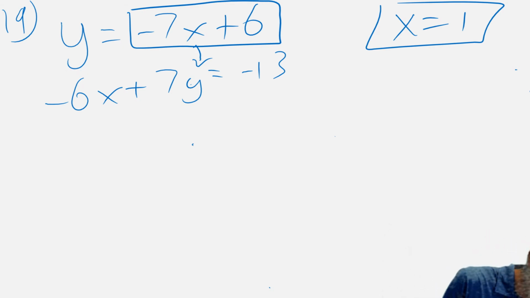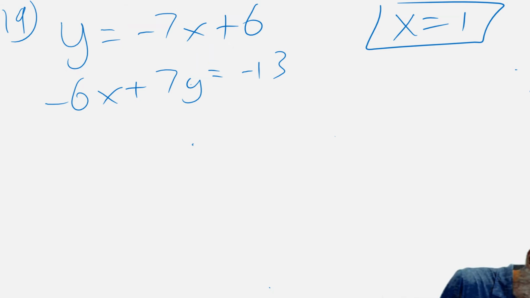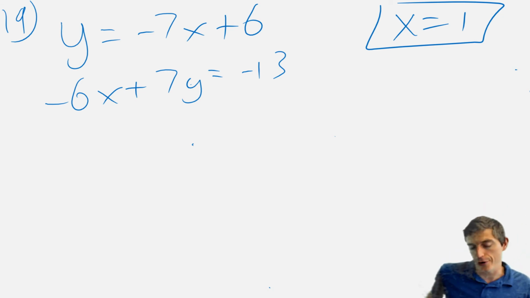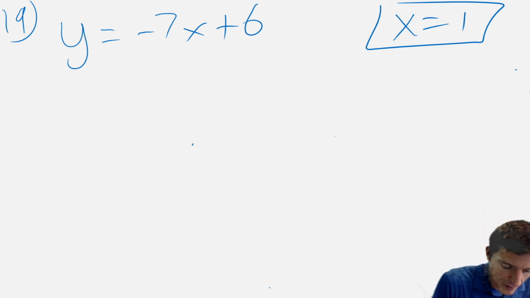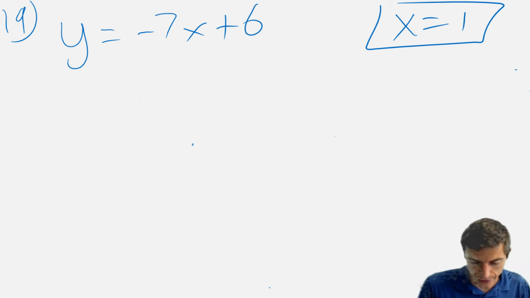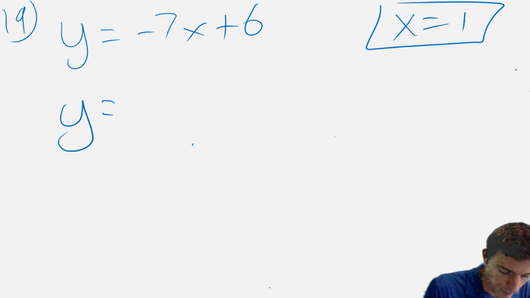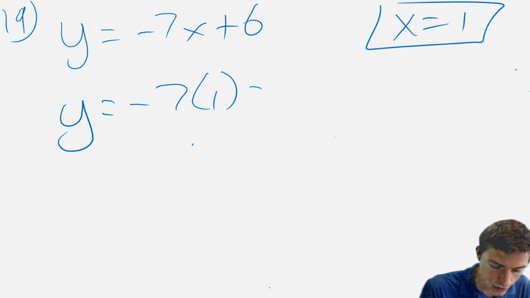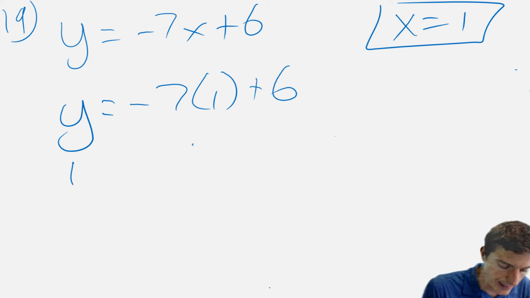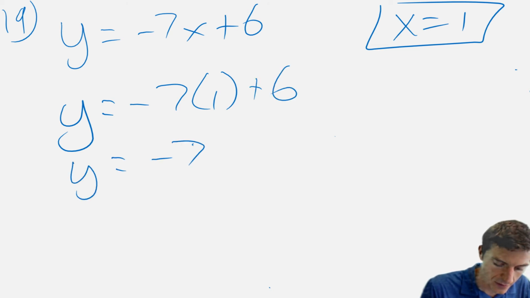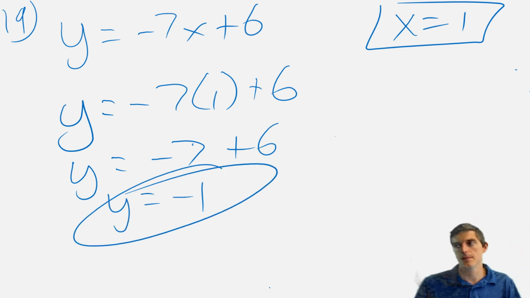Now that I know that x is equal to 1, I can take either equation to solve for y. If you're looking for what y equals, go to the y equals equation. But I could do it in the other one as well. I'm just going to plug that x equals 1 in for x, and I get y equals -7 plus 6, so y is equal to -1. So that's my answer right there. And we should be good to go.